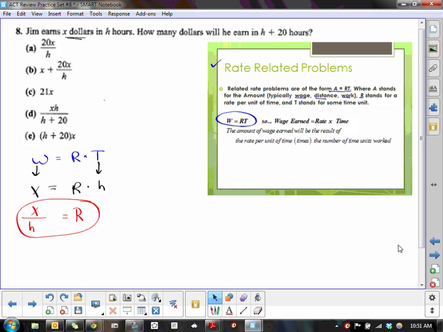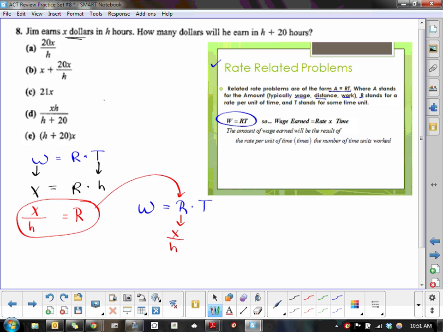They come back and ask us a second question. It asks how many dollars we earn in H plus 20 hours. So I'm going to go back to the concept that the wage I earn is always the rate at which I get paid times the time. From our previous work, we know that our rate is now X over H. It's X dollars per hour. We take that times the amount of time that we work, and they tell us the time we work is H plus 20 hours. That's over 1. And that's going to give us the wage, which they're asking us to solve for. So what is our wage?